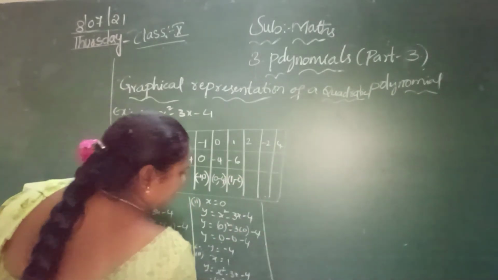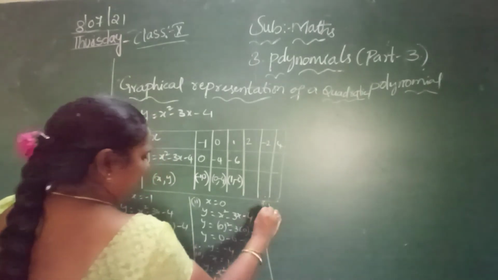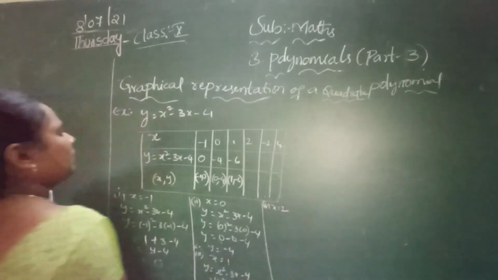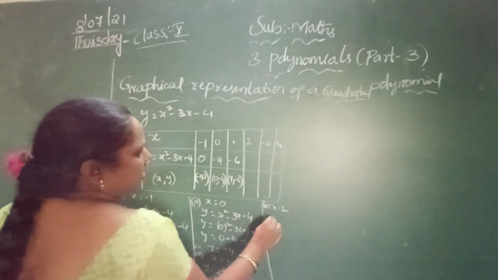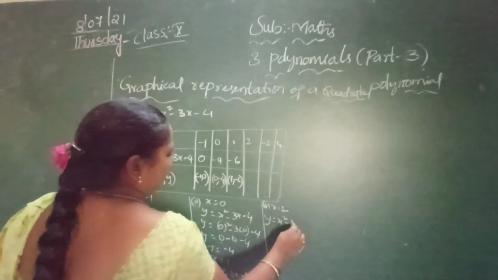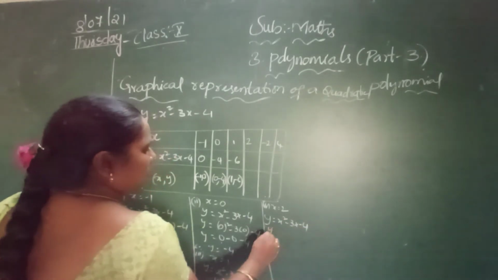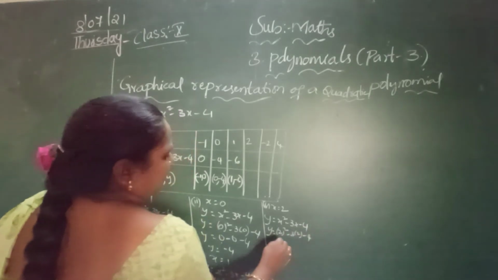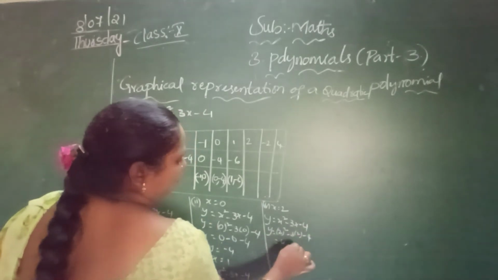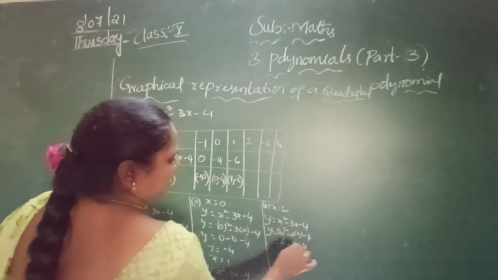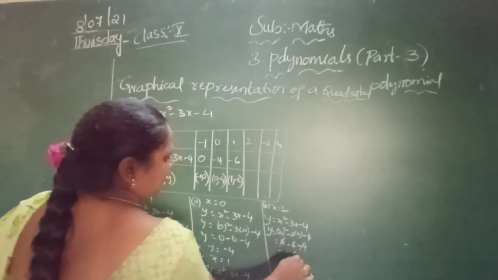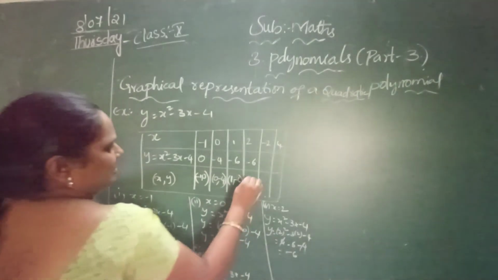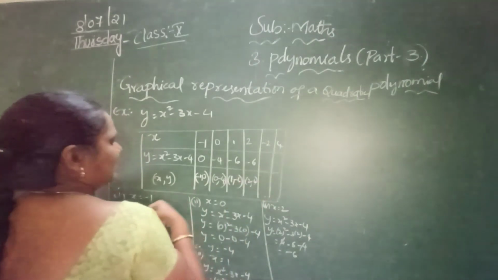We will substitute in the same way for the fourth one. X is equal to 2. Then what is the y value? Y is equal to x square minus 3x minus 4, so 2 square minus 3 into 2 minus 4. 2 square means 2 twos are 4, minus 6, minus 4. Minus 4 plus 4 cancel, left with minus 6. If we substitute 2, I got minus 6. So 2 comma minus 6 is the answer.